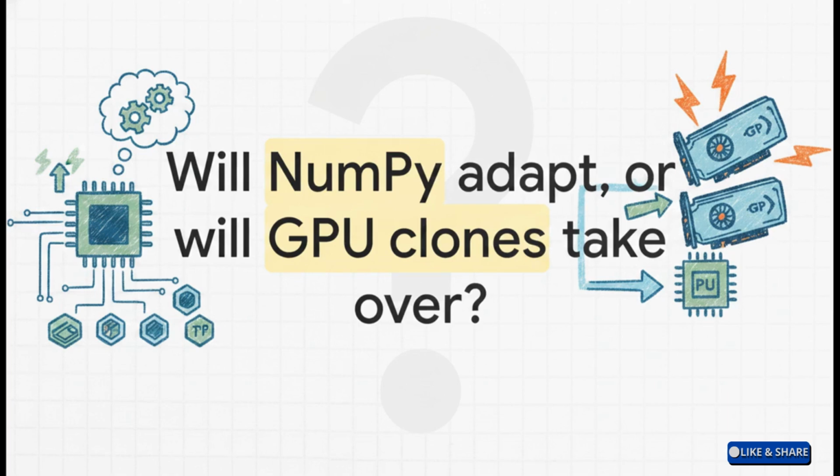So as our datasets get unbelievably huge, is NumPy going to natively adapt to this new hardware? Or will these GPU-accelerated clones completely take over scientific computing? It is going to be an absolutely wild frontier to watch.